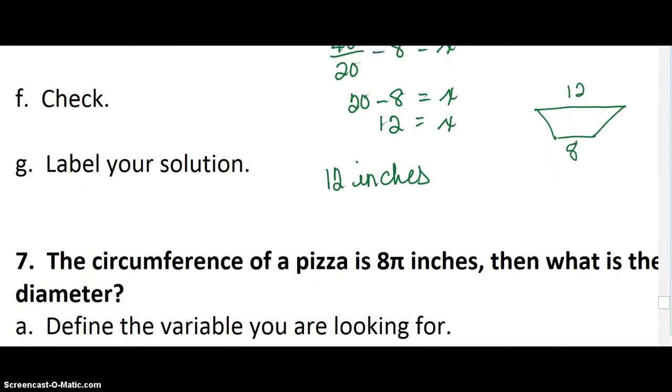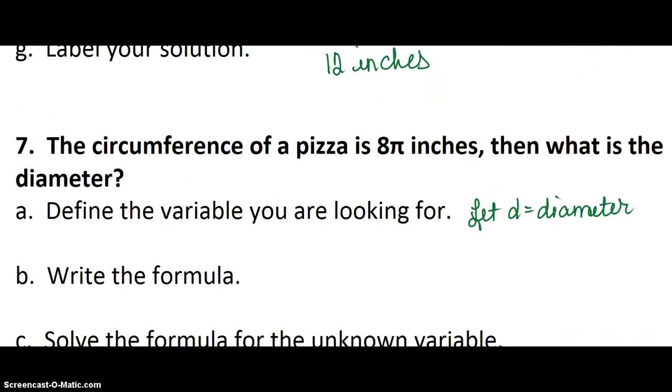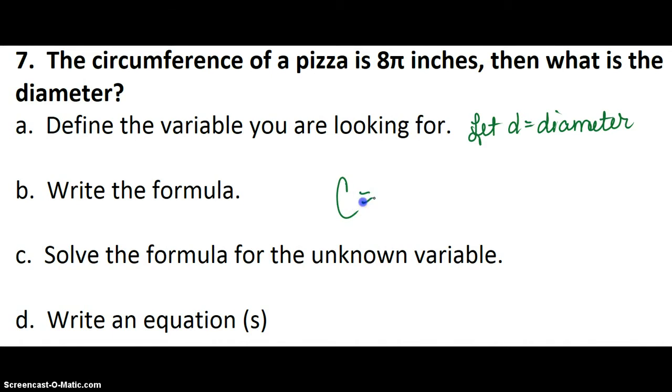Okay, last one. The circumference of a pizza is 8 pi inches. Then what is the diameter? So to find the variable you're looking for, let's go ahead and let d equal diameter. And our formula for circumference is c equals pi times diameter. And the circumference of the pizza is 8 pi. Okay, well, we're solving for d.